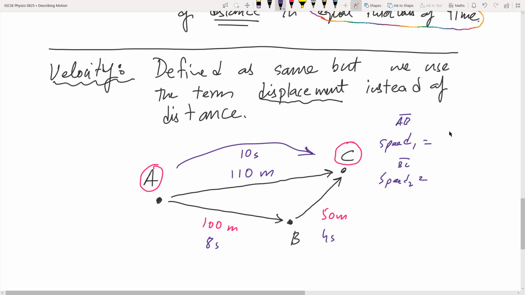So speed is going to be distance over time. It is going to be 100 divided by 8, and this is going to be 50 divided by 4, right? So if we calculate this, let me just grab my calculator. So 100 divided by 8 is going to be 12.5. Let me just write this, 12.5, and then over here it is going to be 50 divided by 4, that is also 12.5. So since the speed did not change, we can say that the average speed is again 12.5 meters per second.